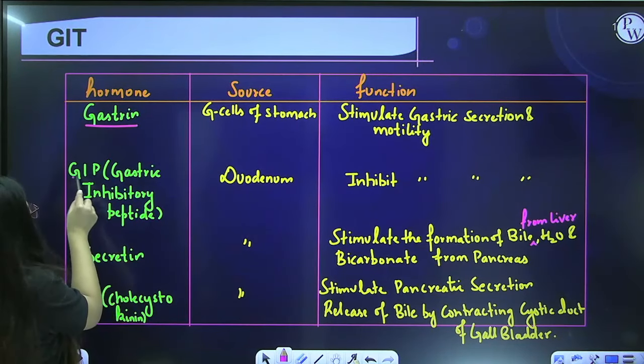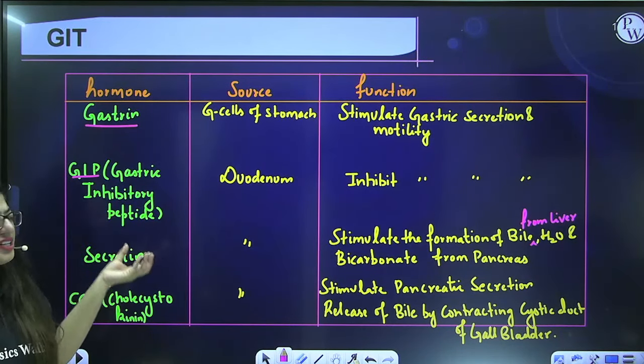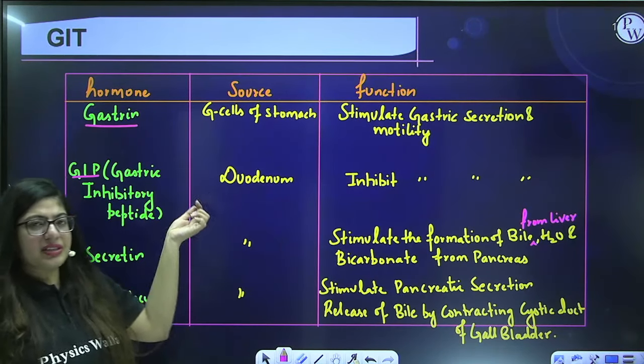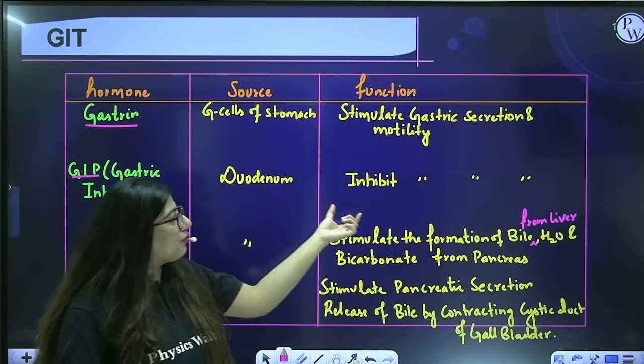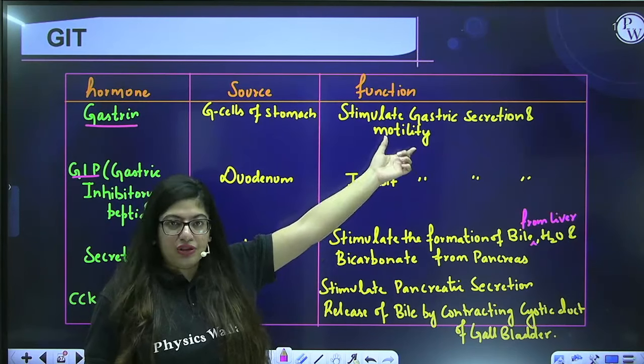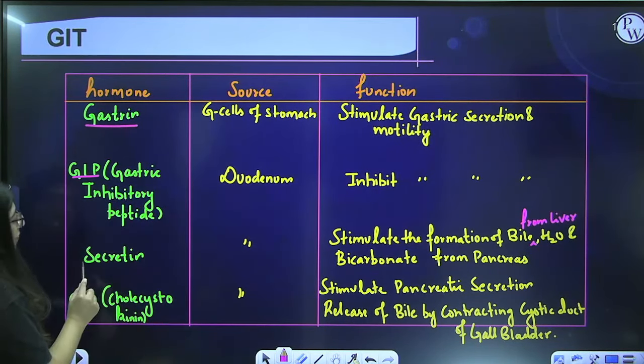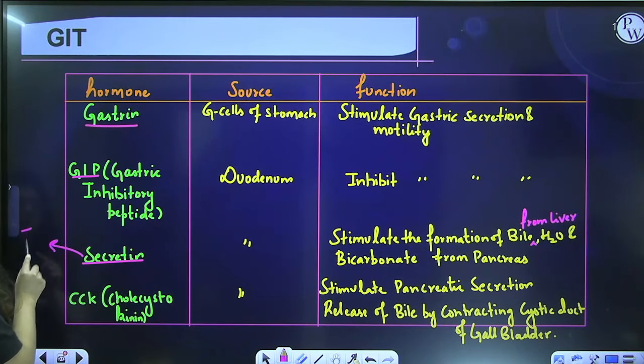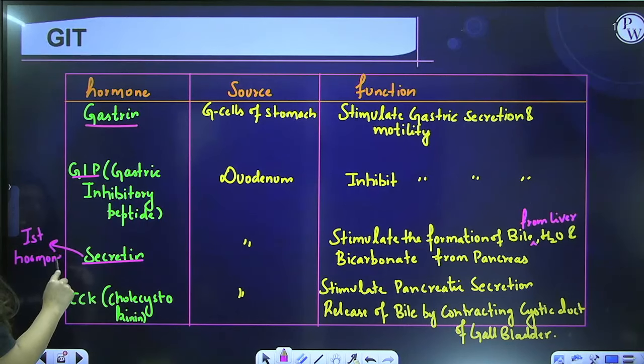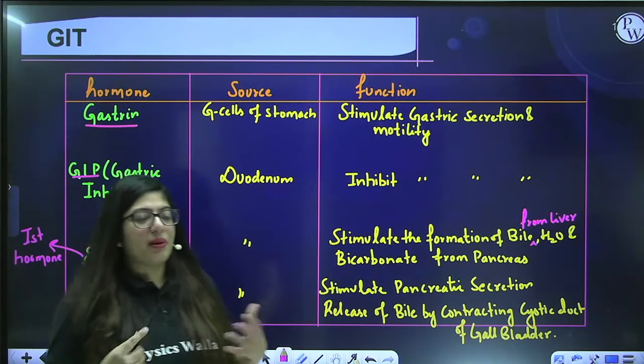Next we have GIP. Its name suggests gastric inhibitory peptide. It is secreted by duodenum and it will inhibit what the gastrin was doing, gastric secretion and motility. Third hormone we have is secretin. This was the first hormone to be discovered. This is also secreted by duodenum. It performs a number of functions.